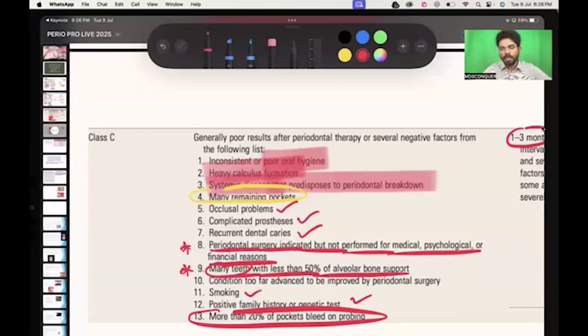The answer is B. Can you tell me what the recall time is for this particular patient? Yes, the recall time is 1 to 3 months. Very good.